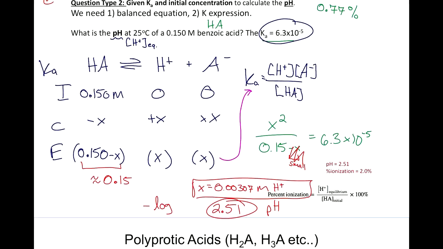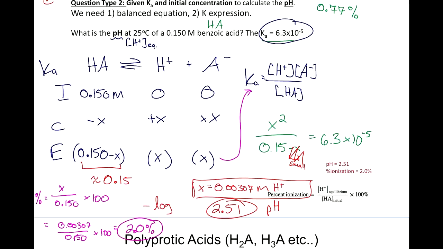So here's the equation for percent ionization where we take the H plus concentration at equilibrium, so that's the x value we just calculated, and we divide it by our initial concentration of acid. So in this case it's 0.150 times 100. So we have x, it's equal to 0.00307 over 0.150 times 100. Yeah, I guess you get like 2% or something.